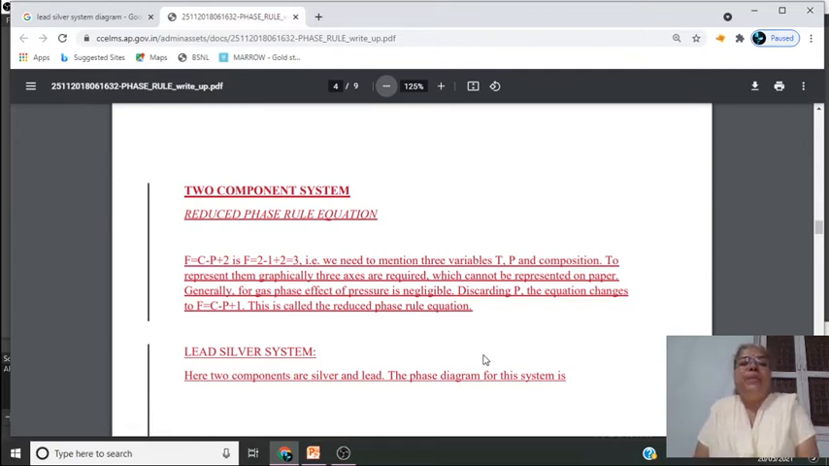At first, imagine we have solid lead and solid silver. The melting point of lead is 327 degrees centigrade, and the melting point of silver is above 1200 degrees centigrade. Imagine we pour these two solids into a big vessel and increase the temperature above their melting points. That means we have heated above 1400 degrees centigrade. Then what happens?